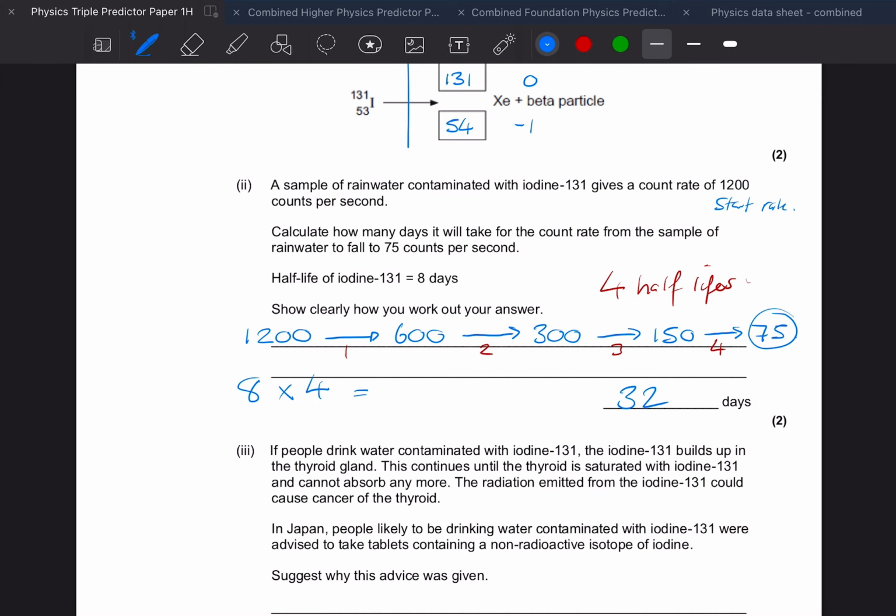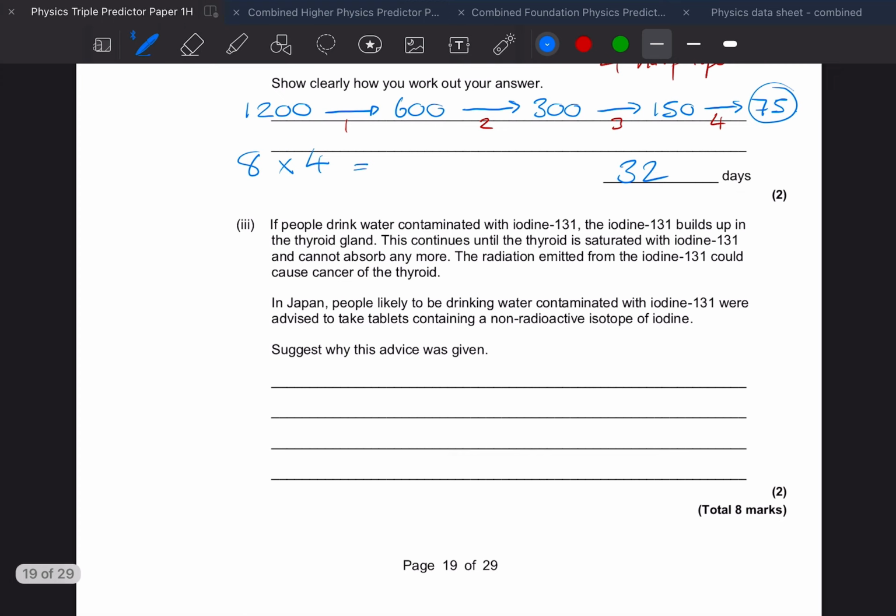32 days. If people drank water contaminated with iodine-131, the iodine-131 builds up in the thyroid gland. This continues until the thyroid is saturated with iodine-131 and cannot absorb any more. So there's a limited amount of iodine you can absorb. The radiation emitted from the iodine-131 could cause cancer of the thyroid. In Japan, people likely to be drinking water contaminated with iodine-131 were advised to take tablets containing a non-radioactive isotope of iodine. Suggest why this advice was given.